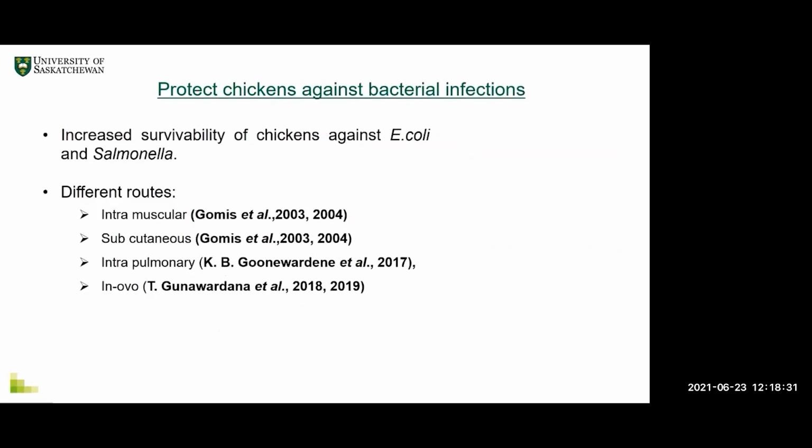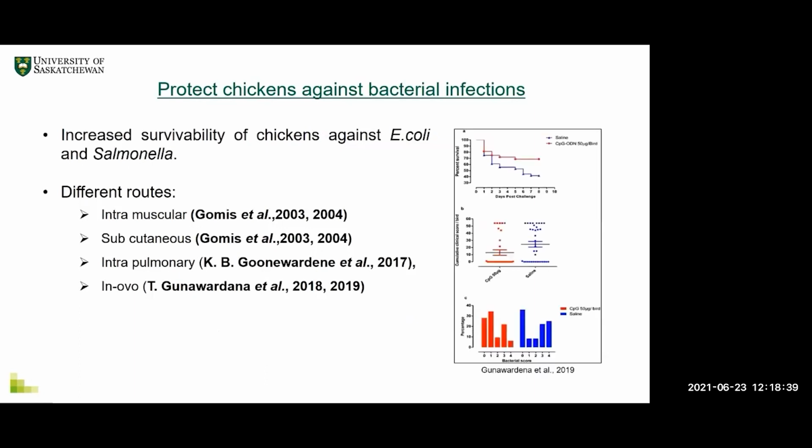Studies conducted in our lab could prove that CpG-ODN can protect chickens against E. coli and Salmonella bacterial infections. Here you can see increased survivability of the CpG treated group compared to the saline control. And further, previous studies confirmed this effect using different delivery routes: intramuscular, subcutaneous, in ovo, and intrapulmonary routes.